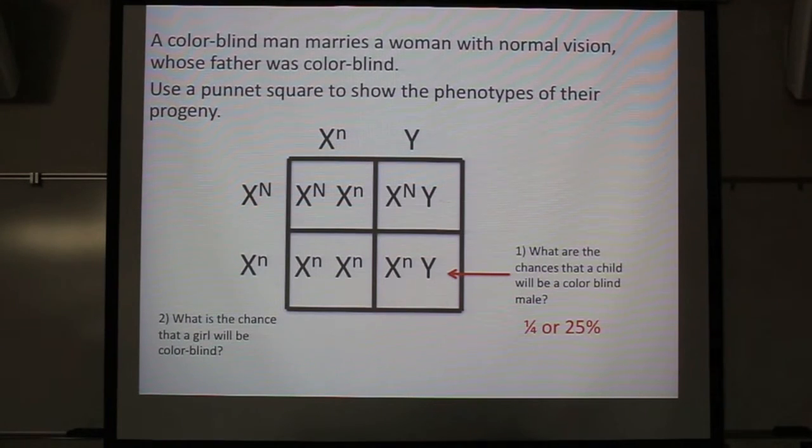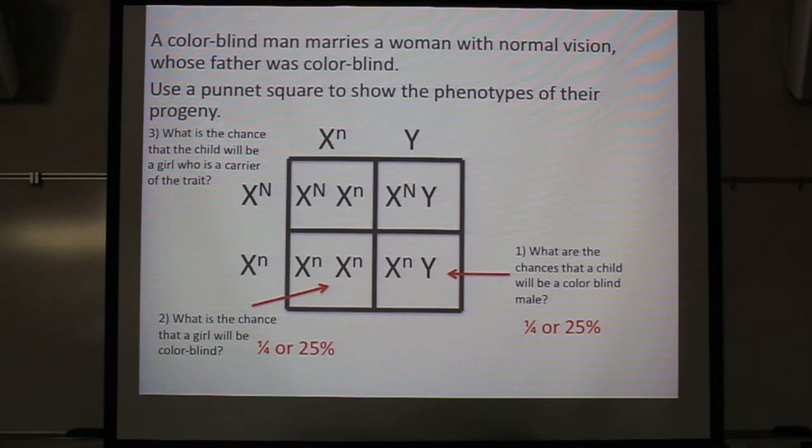Then they ask what are the chances that a girl will be colorblind, and in this particular case, once again, it's 25% because this is the one girl in this case that would be colorblind. You notice she's got both copies of the recessive allele, and since she's a female, the two X chromosomes are homologous to one another and therefore carry the same type of genes, so she has to have two copies of that and no dominant trait in order to see that.